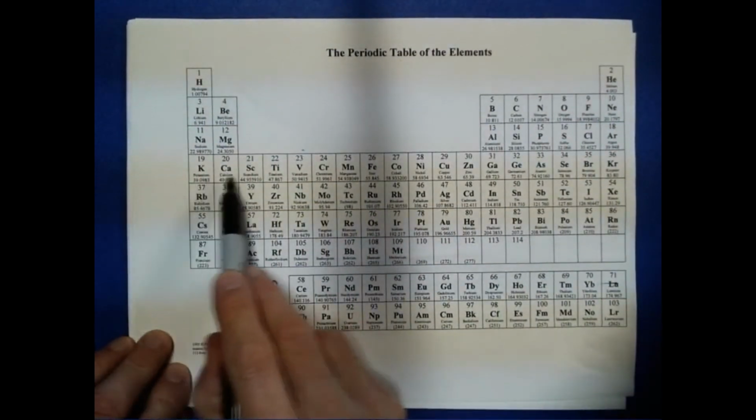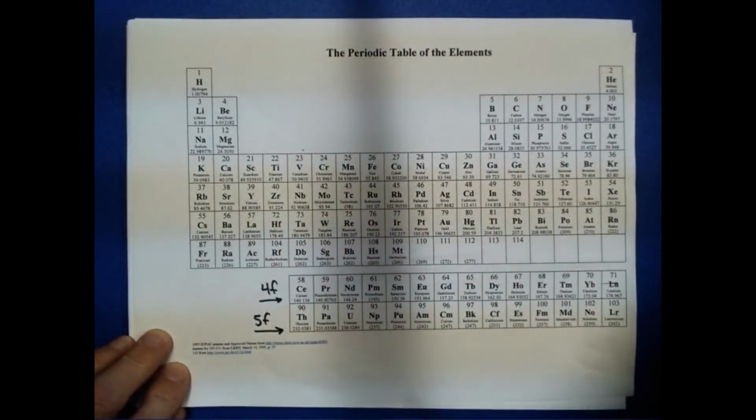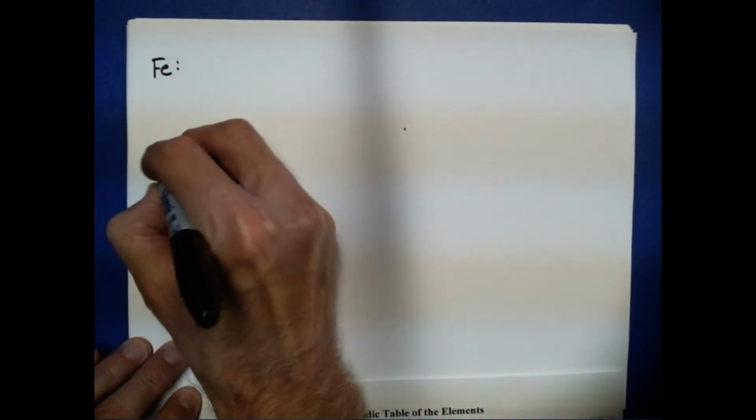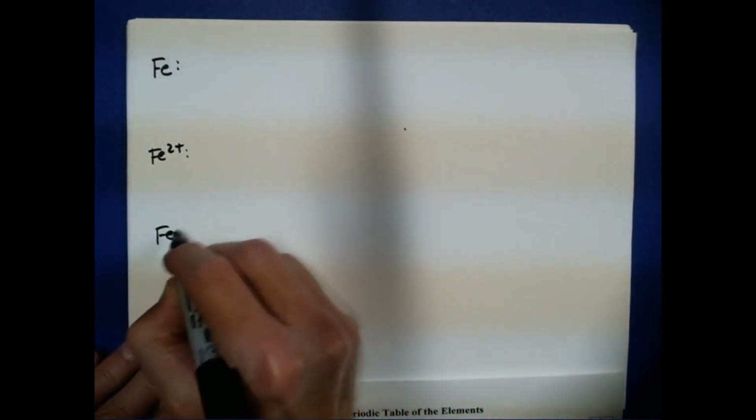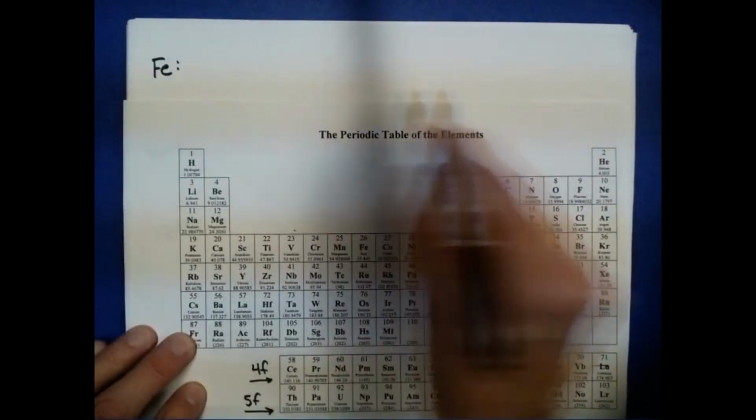Now I also want to show you how we find the electronic configurations of the transition element cations. So those are going to be these elements that run through here. And we'll do iron: the iron 2 plus ion, and the iron 3 plus ion. So we'll start up here with the iron atom.